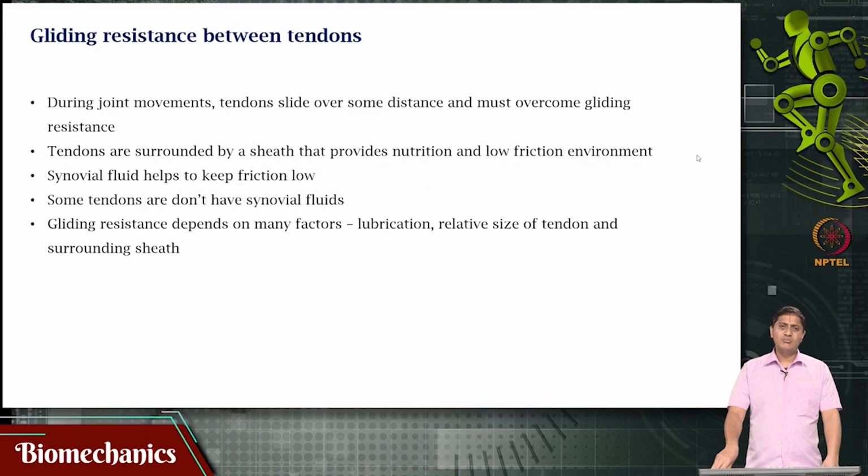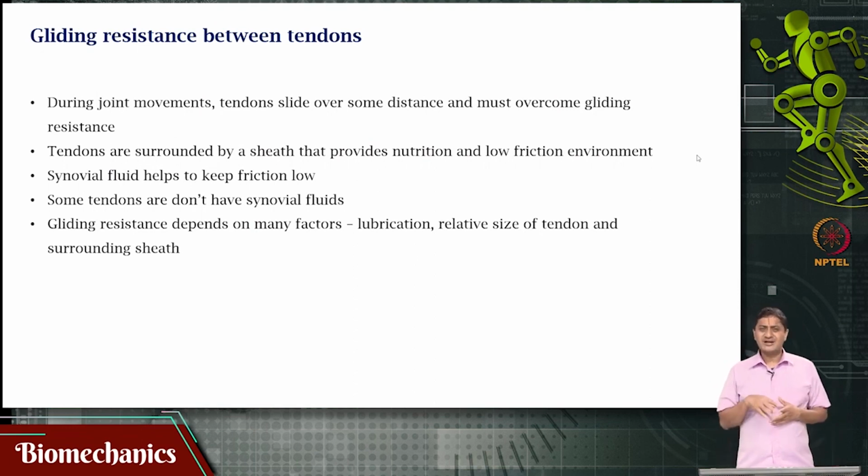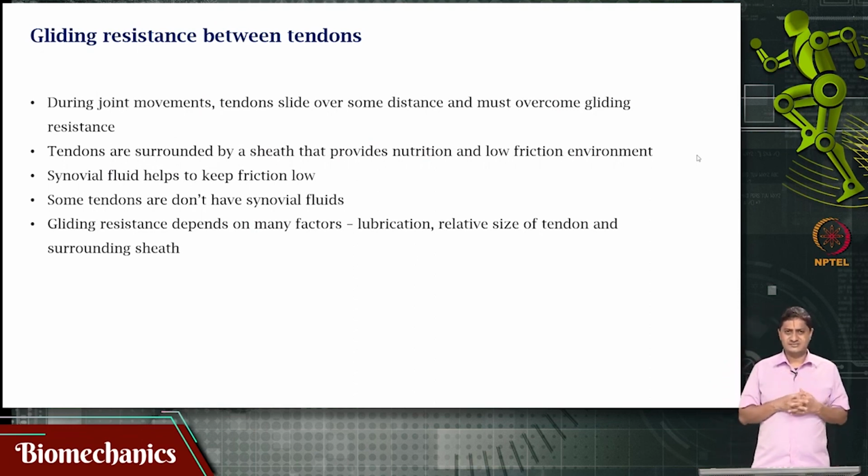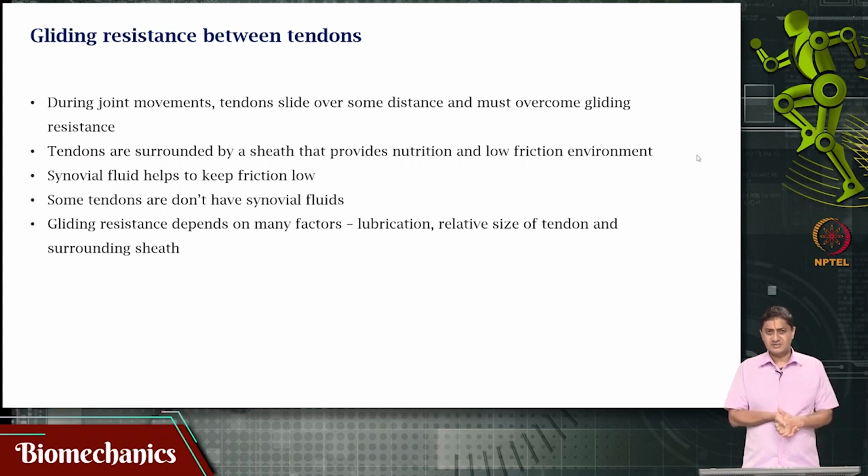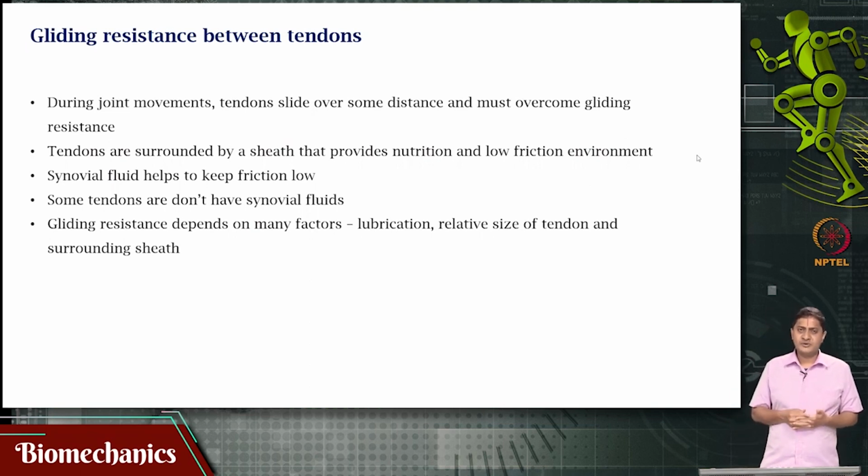So, when there are movements that happen in a joint, tendons slide over some distances, and they have a need to overcome this gliding resistance. Tendons are usually surrounded by a covering, a sheath. And the purpose of the sheath is to provide a low friction environment and to provide nutrition.